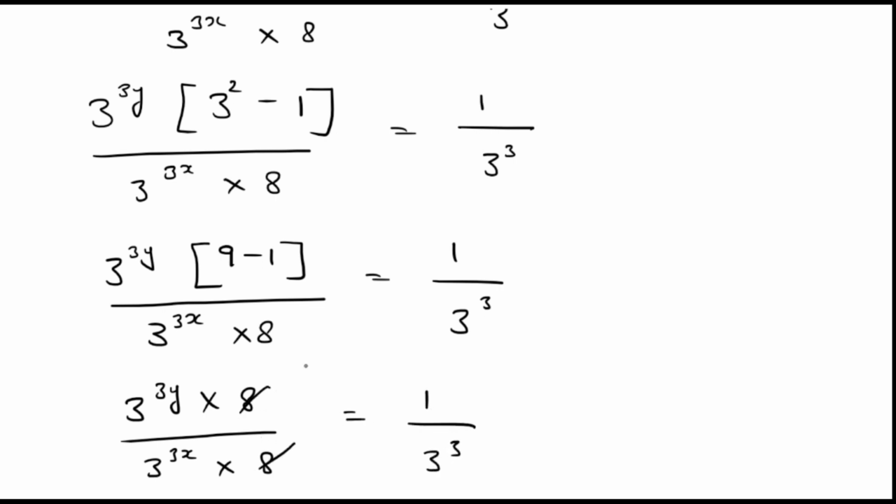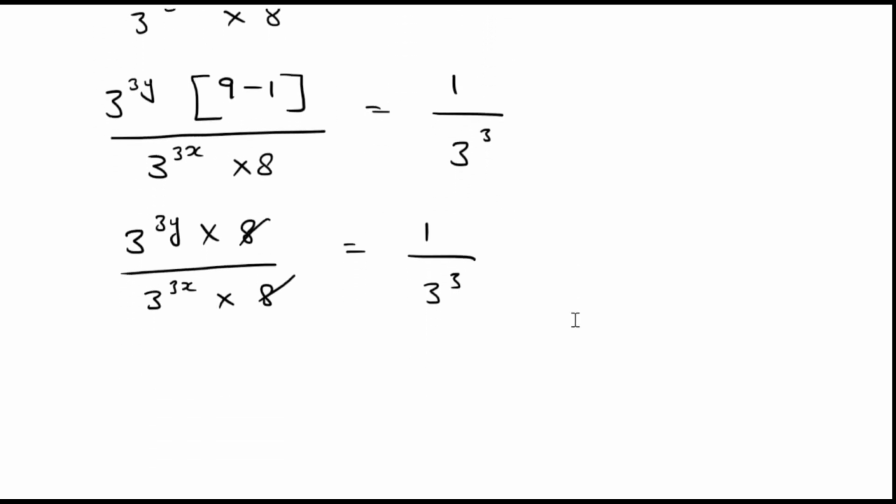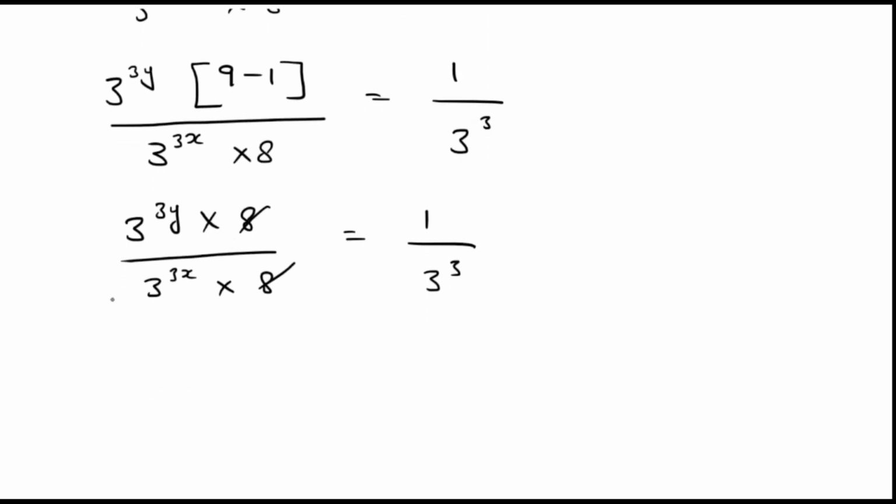8 and 8 will get cancelled. Now whatever term we have in the denominator, I'm bringing it to the numerator. So this will become 3 to the power 3y into 3 to the power minus 3x. When you bring a term to the numerator, the sign changes in the power, which is equal to 3 to the power minus 3.